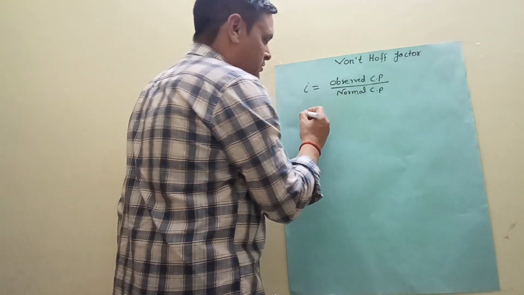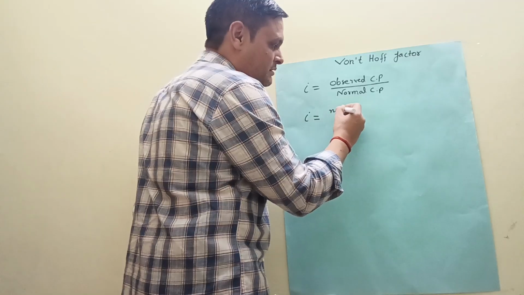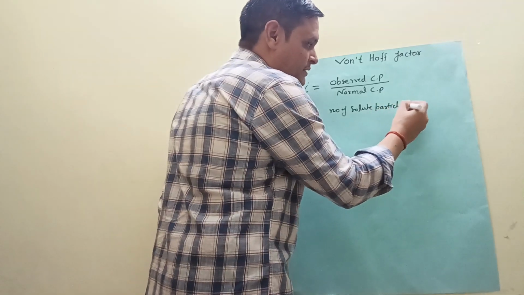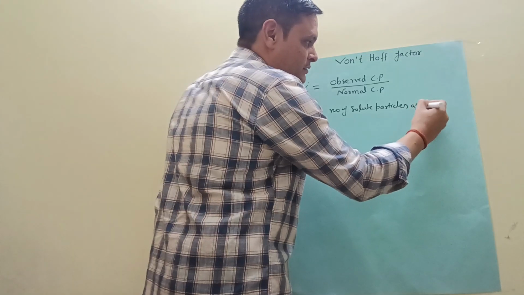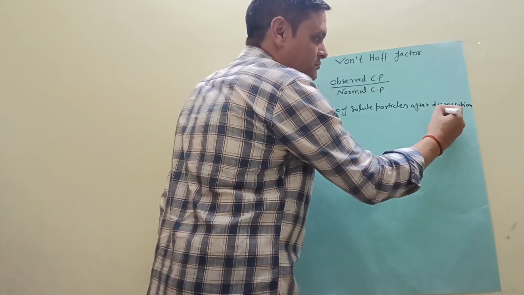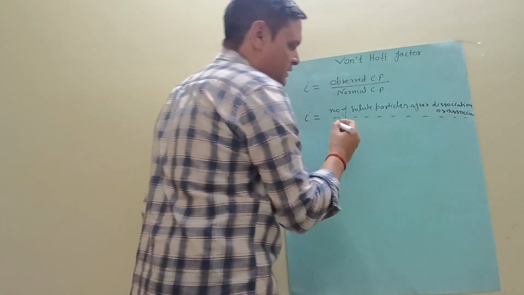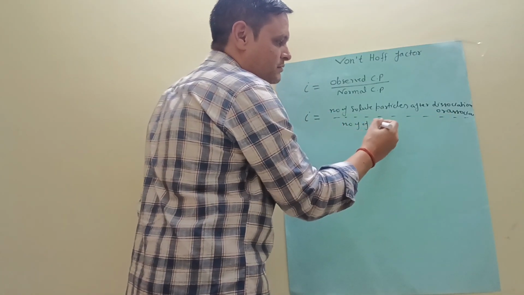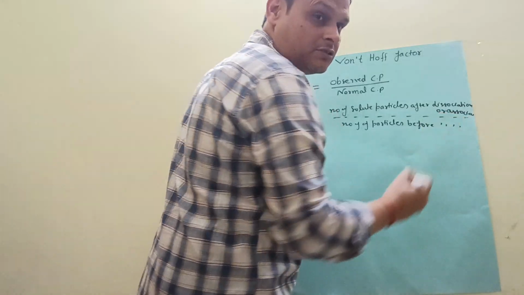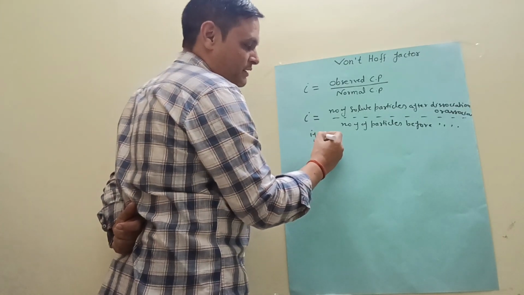Okay, so another relation: van't Hoff factor i is equal to number of solute particles after dissociation or association upon number of solute particles before association or dissociation, right?